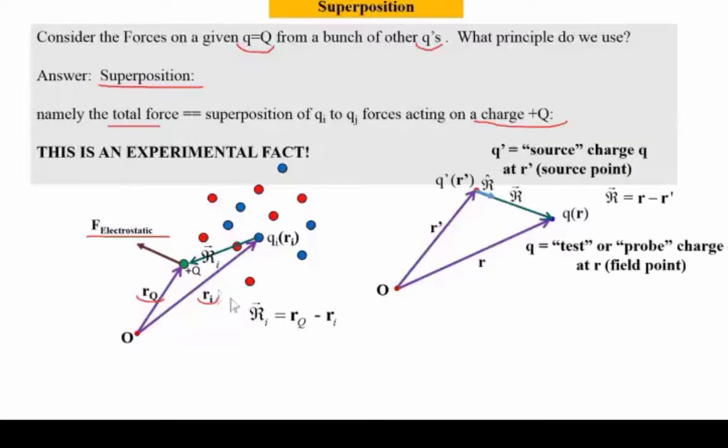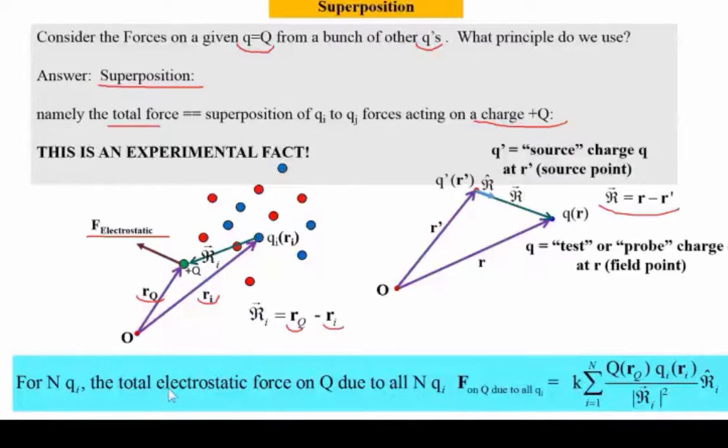So what are these R sub i's? Well, they're just simply R sub Q minus R sub i. So this would be like over here we have R minus R prime. R sub Q is the field point, and this is the source point. But there's a whole bunch of these. So when we calculate the total force, say for N of these things, all we do is sum over the Q sub i's. And so that's shown right here. So we can bring the constant K outside. We sum all of those single forces into this sum from 1 to capital N. So here's our single Q, so that doesn't change. That's always there. You could bring it outside if you wish, by the way.